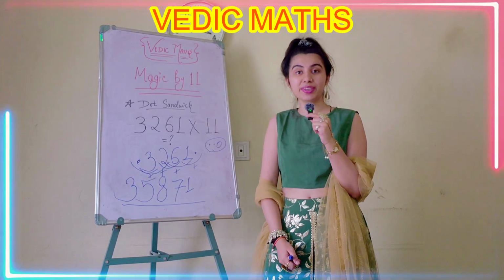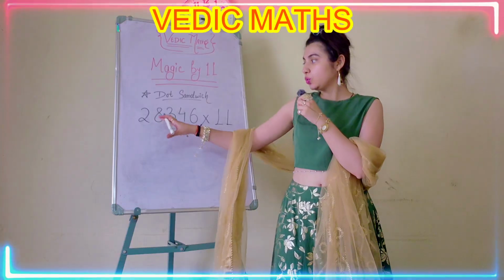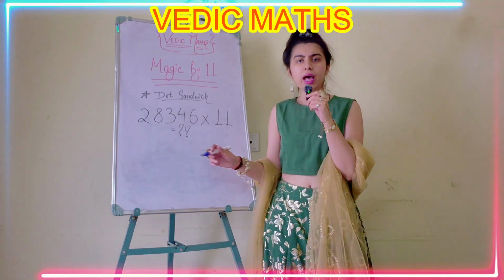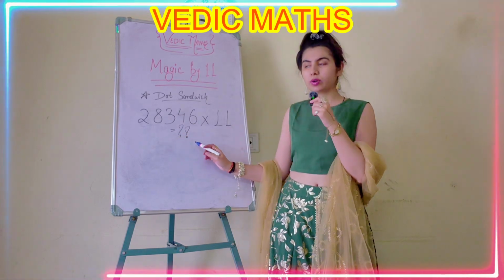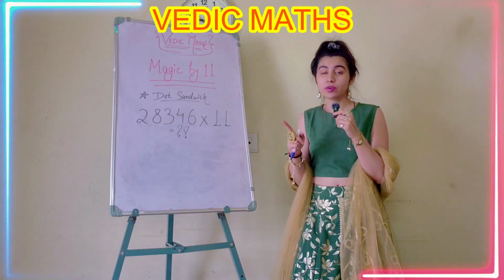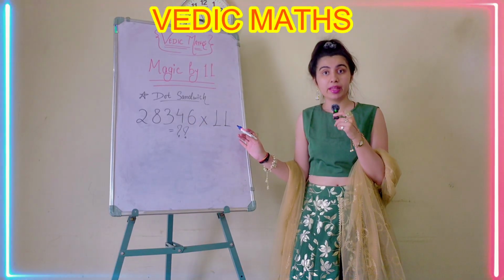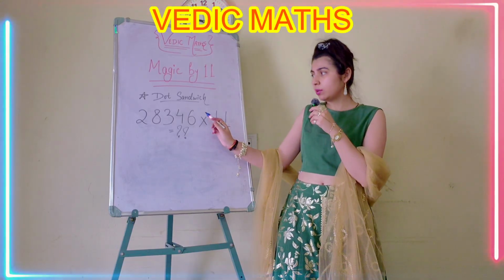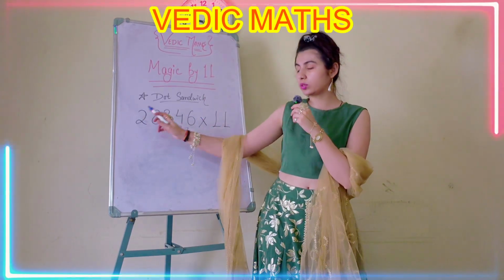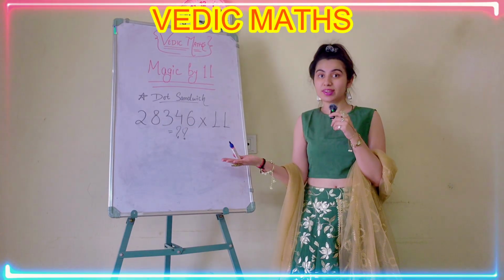So let's take up another question. This is 28346 into 11. Now I'm not going to write 28346 and then put dots over here. You can mentally imagine this, because it's 11, you have to multiply by 11. Just visualize, there are 2 dots over here, 1 dot here, 1 dot here. Now add them, and you'll get your answer.